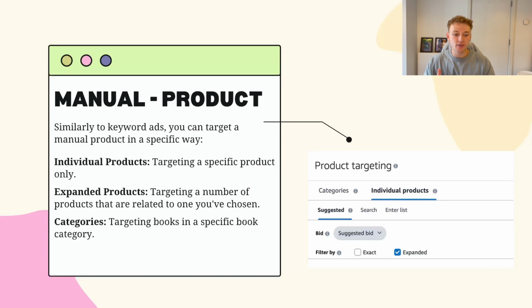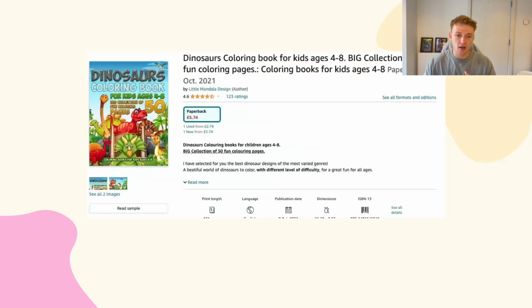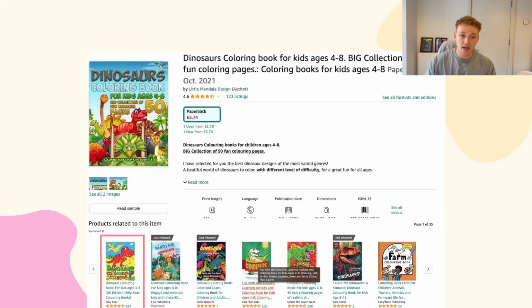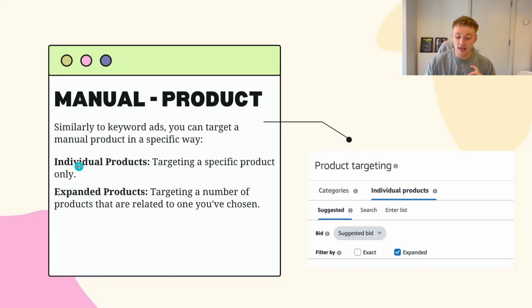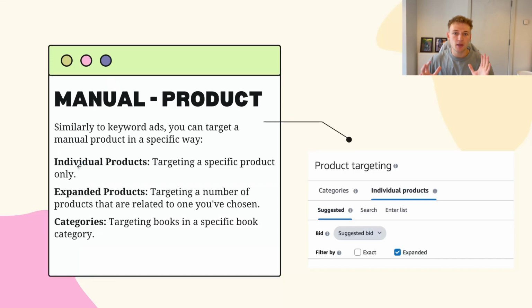So targeting books in specific book categories. So you can target not just a specific type of book or types of books. You can target any book that's in the category coloring book for kids. That's much more broad, but again, if you want to improve your reach and discover new potential products to advertise against, in terms of an exact match or an individual product match in this case, then categories can be a good way to explore.